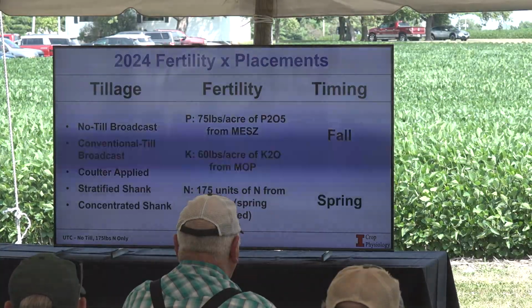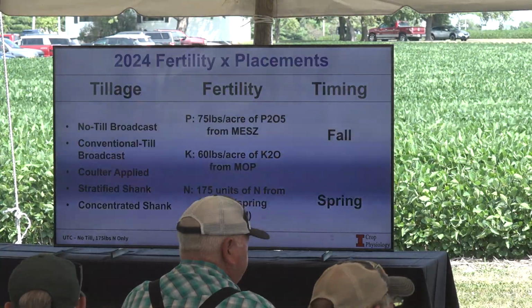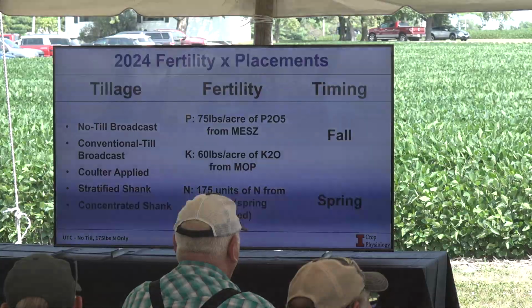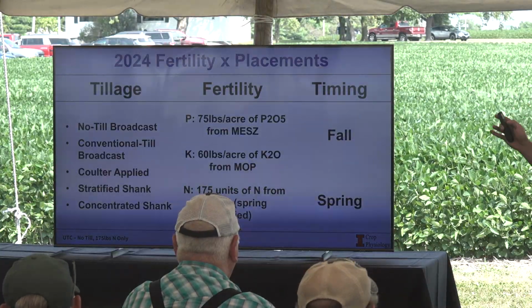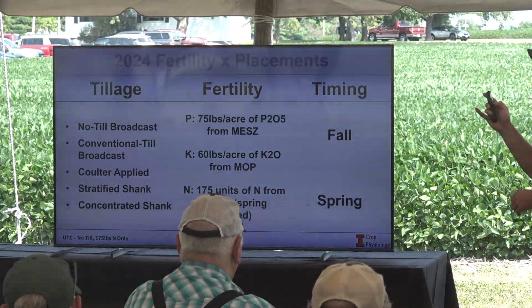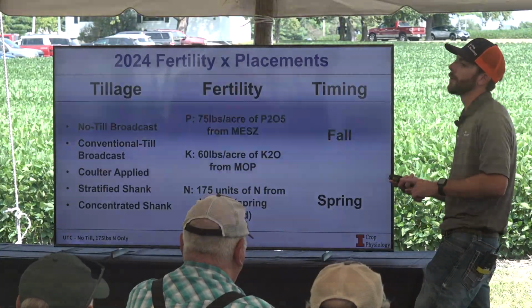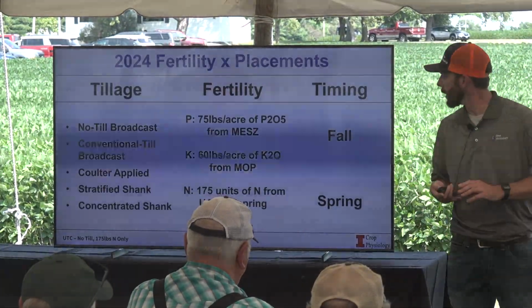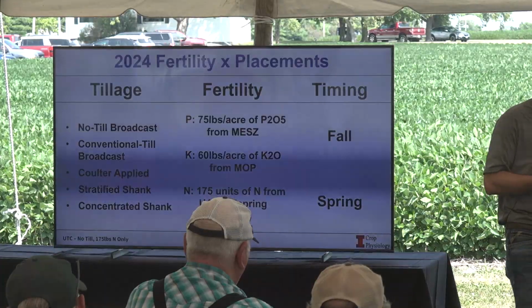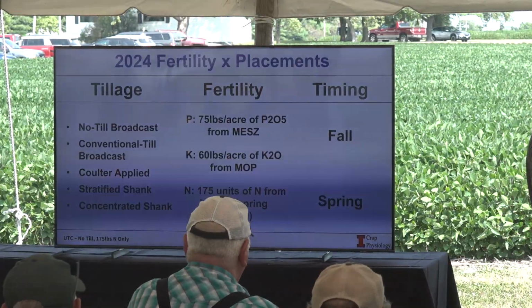But for our fertility program, we looked at a typical 200-100 split for Central Illinois, which gives you 75 pounds of phosphorus from MESZ, so we get elemental sulfur, sulfate, and then also a little bit of zinc from that MESZ. And then we're also looking at 60 pounds of MOP within that strip or broadcasted.